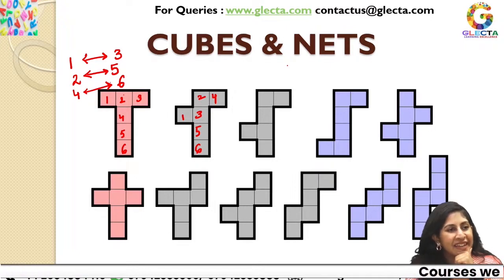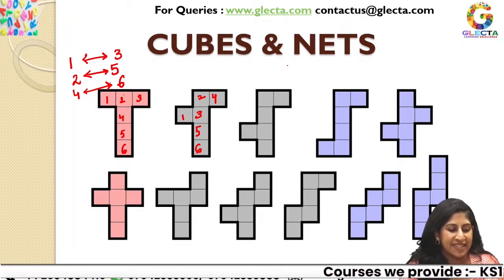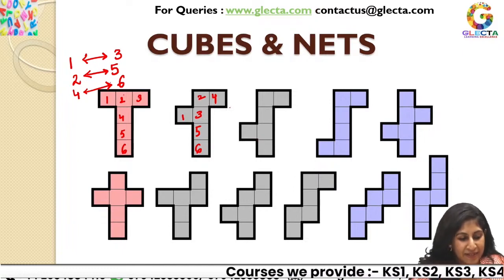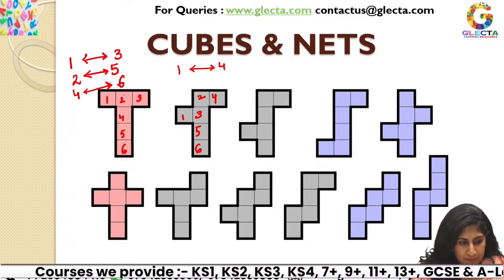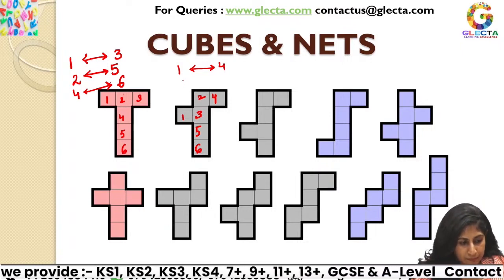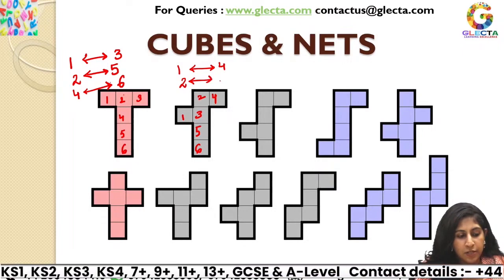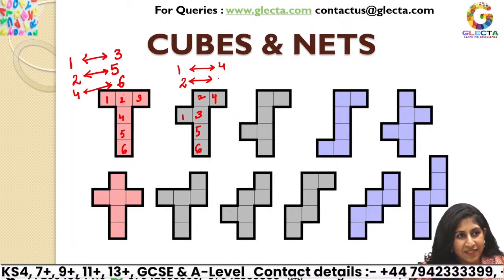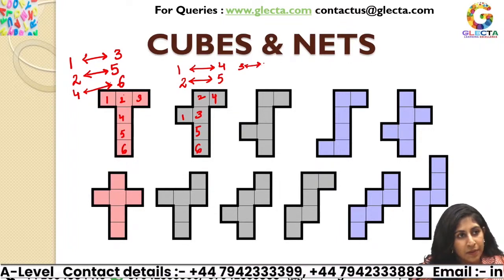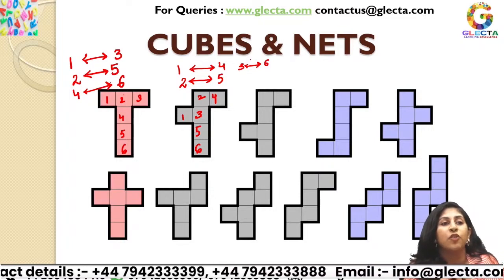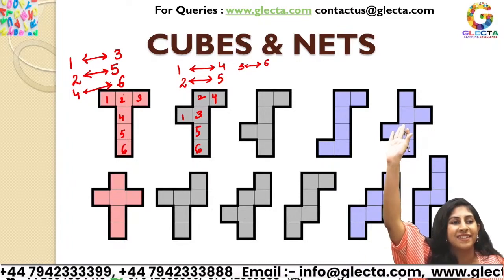Hello, Gulleen. Yes, dear. 1 would be opposite 4, because if the 2 and 4 side falls down, 1 would be opposite 4. So 2 would be opposite to? 5. And 3 would be opposite to? 6. Okay. How many of you agree with her? Raise your hand.